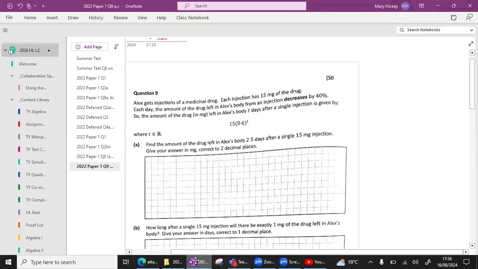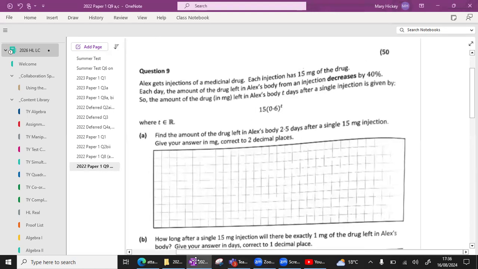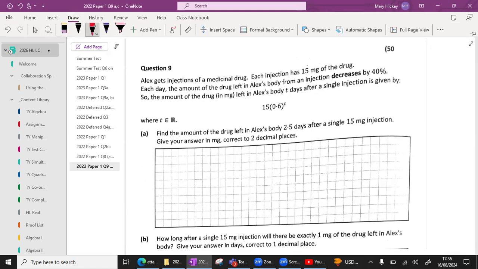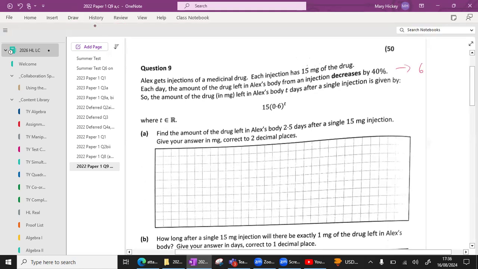Okay, 2022, question 9. Alex gets injections of a medicinal drug. Each injection has 15 milligrams of the drug. Each day, the amount of drug left in Alex's body from an injection decreases by 40%. Now, straight away, if I hear a decrease of 40, that suggests to me that 60% is what's left in the body.